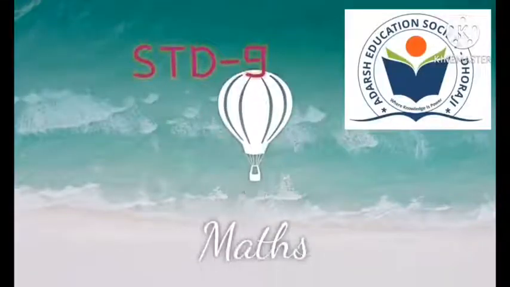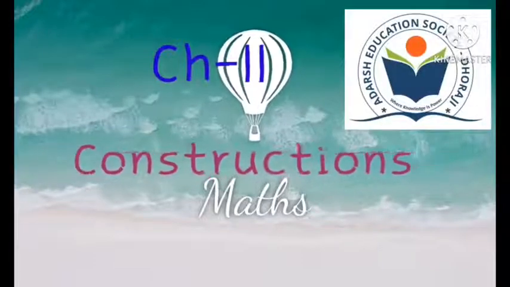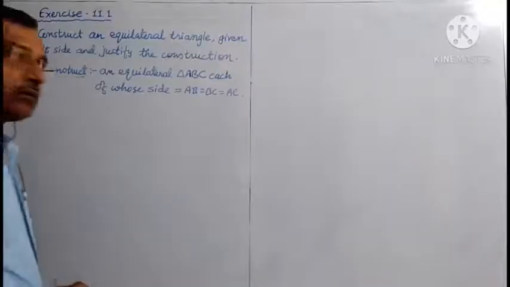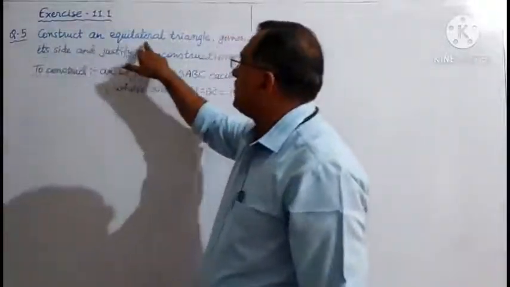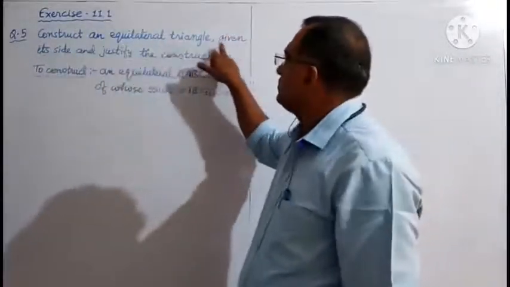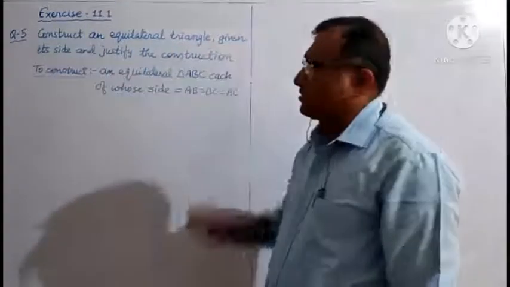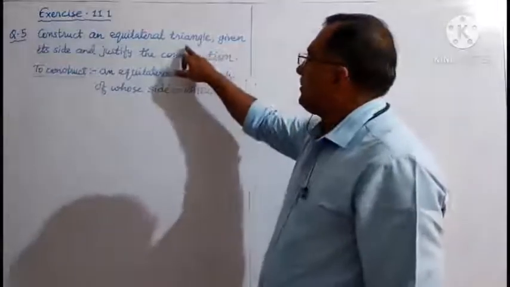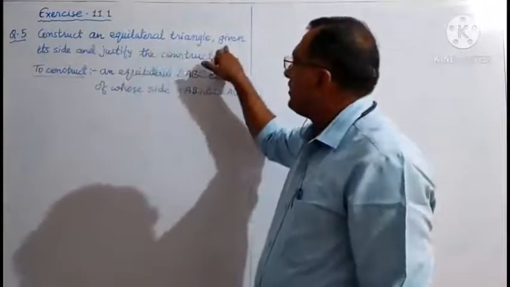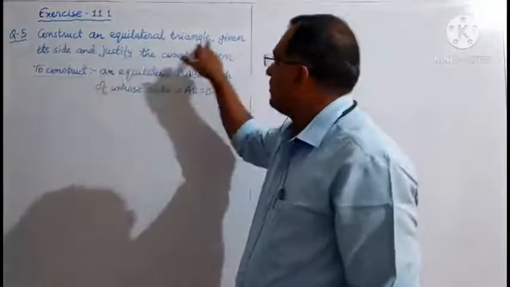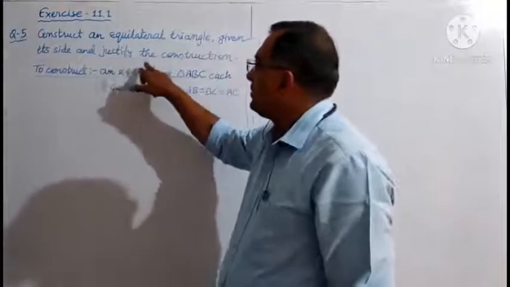Today in standard 9th subject mathematics we are going to learn chapter 11 constructions. In exercise 11.1 question number 5, construct an equilateral triangle given its side and justify the construction. Here we have to construct an equilateral triangle, that means all three sides are equal, and the side is given, that is, a triangle with the given measure of the side.